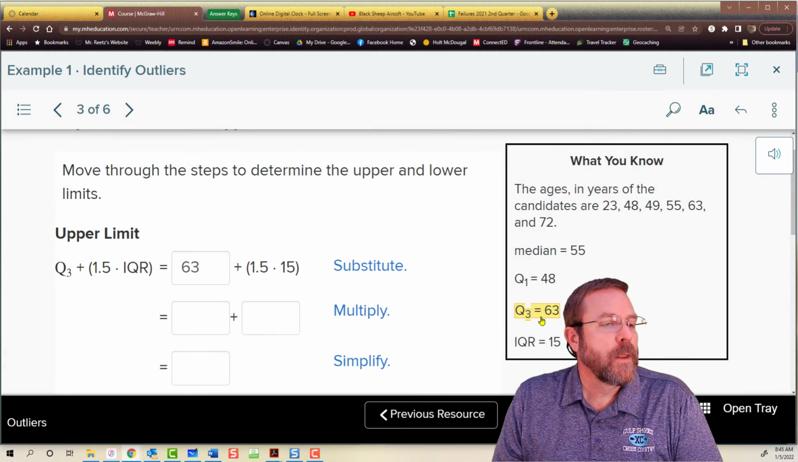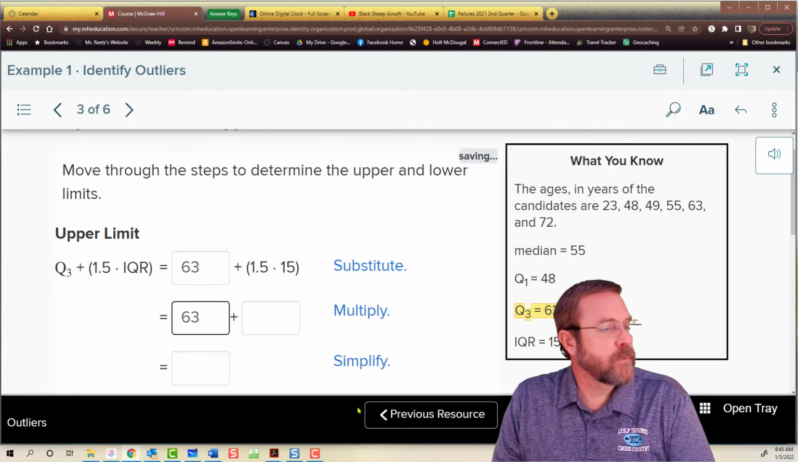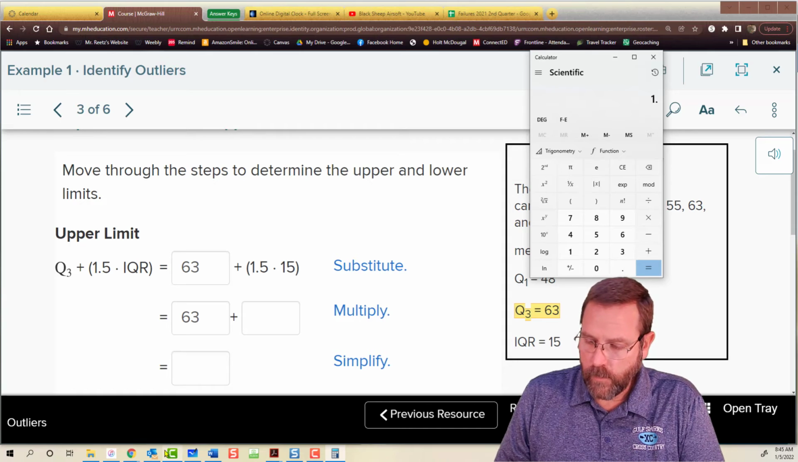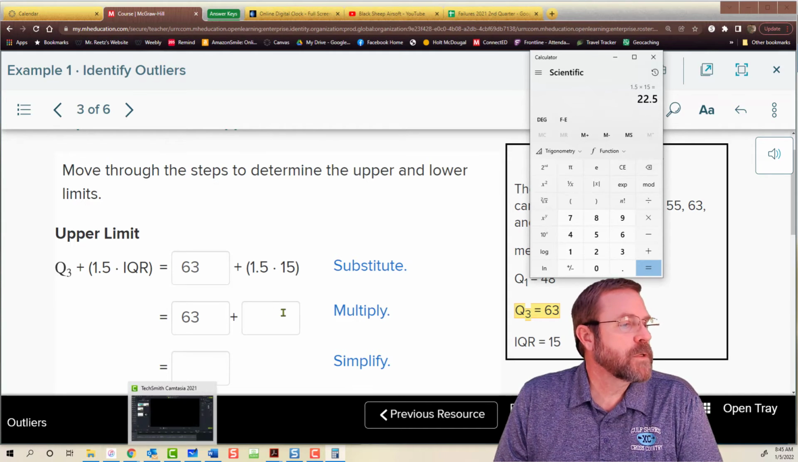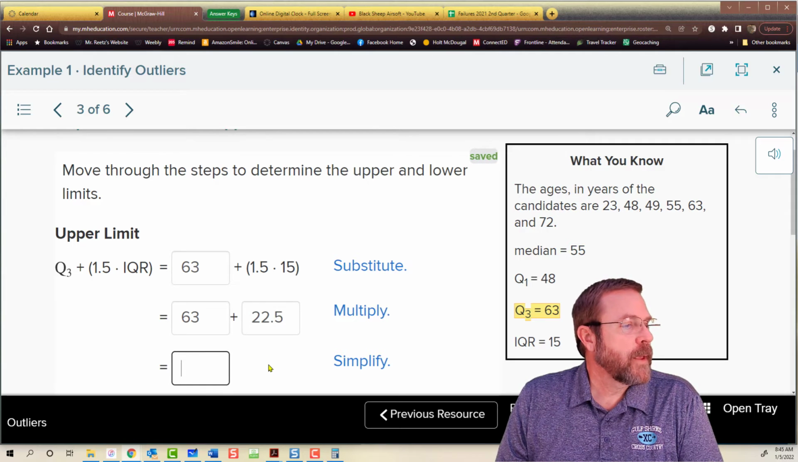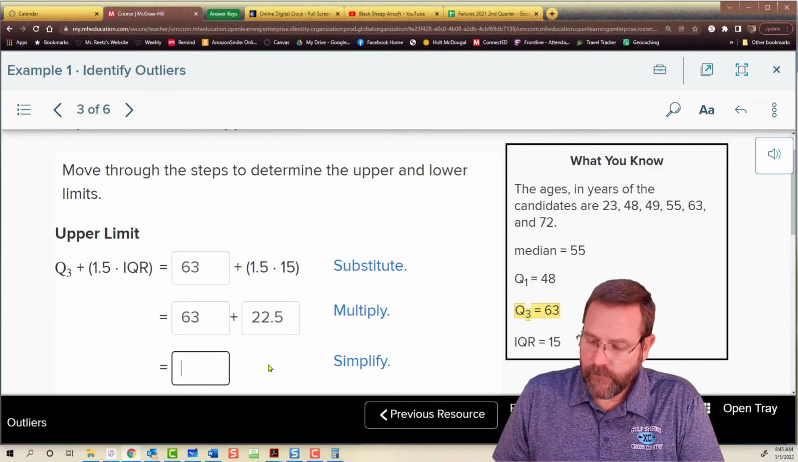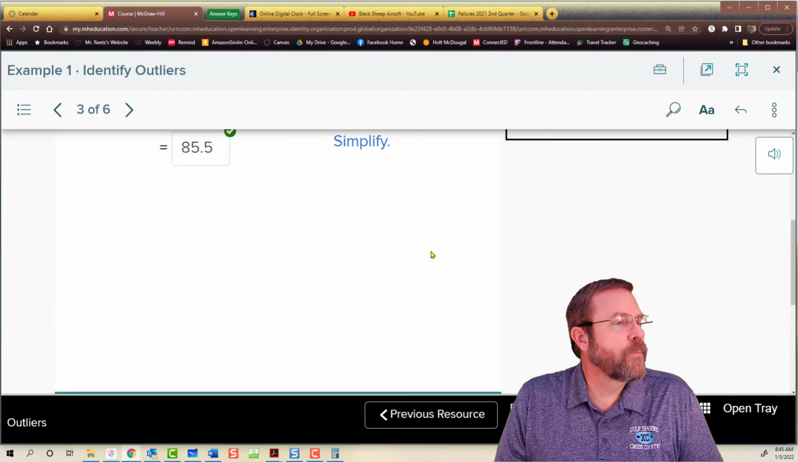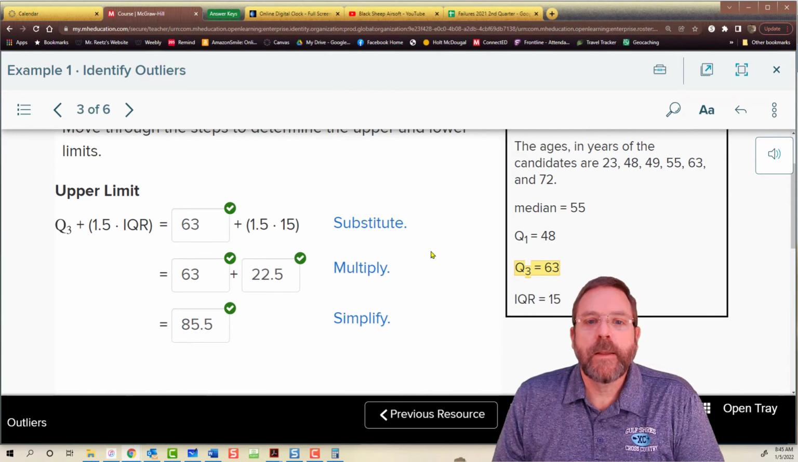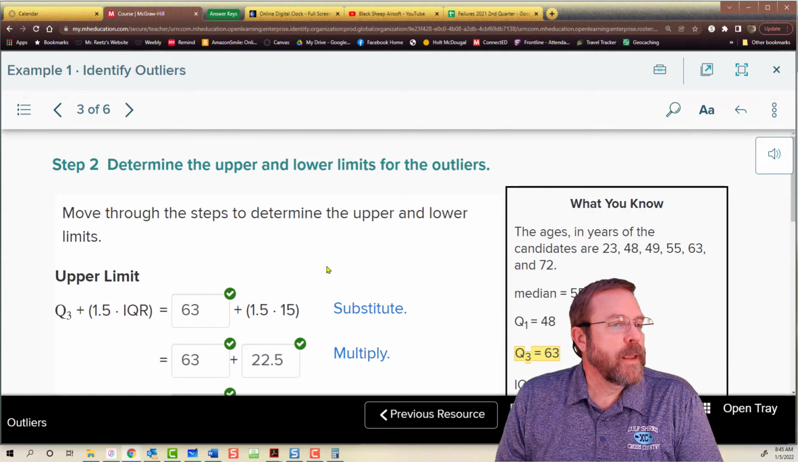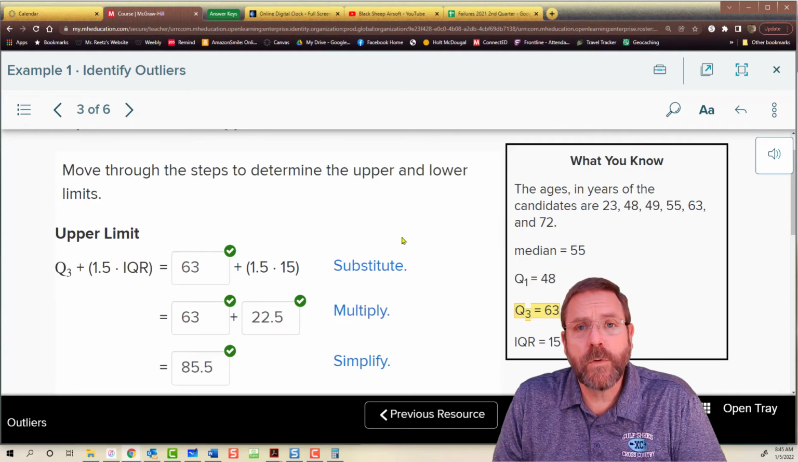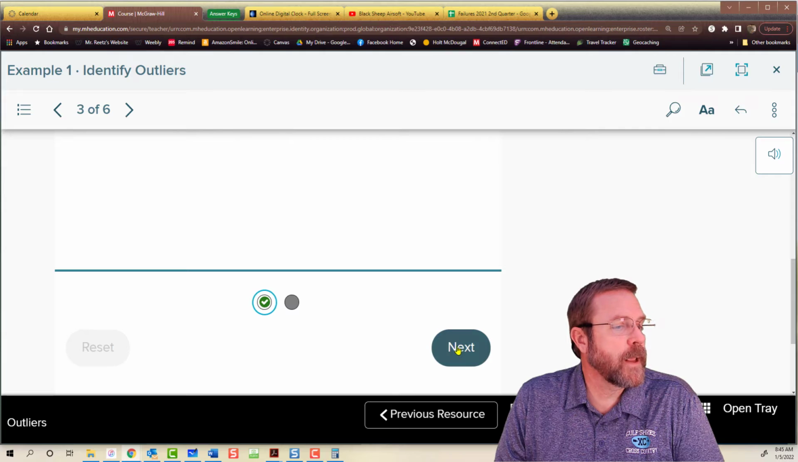So we have our Q3, which is 63, and 63 plus 1.5 times 15. Well, that's going to go right there. And just for time's sake, let's go ahead and grab ourselves a little 1.5 times 15 this way, which is going to give me 22.5. That adds up to be 85.5, which is what we would need to have a number greater than or equal to in order to qualify as an outlier. If you take a look at the age of the oldest person, it was 72. Is 72 going to be an outlier? No, he's not. He's just going to be right there in the group with everybody else.